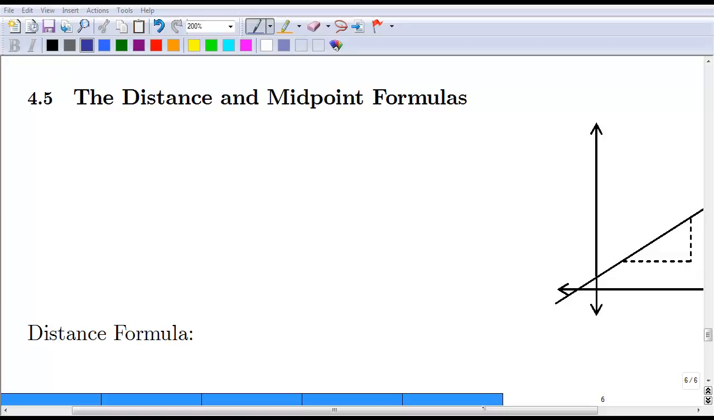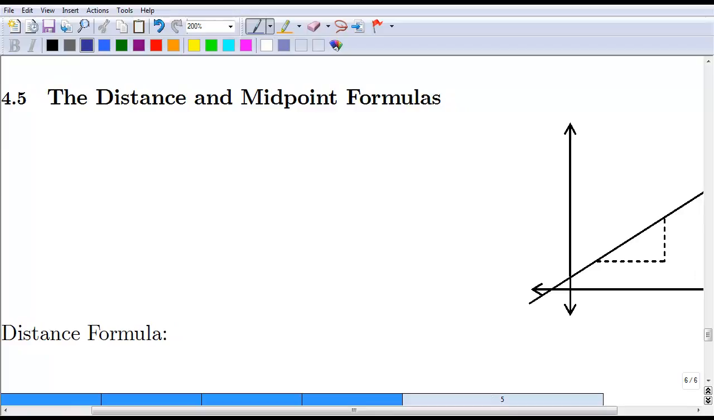This video will discuss the first part of section 4.5, which is the distance formula. The second video for this section will discuss the midpoint formulas. So, when we talk about the distance formula, essentially what we need to go back to is the Pythagorean theorem.